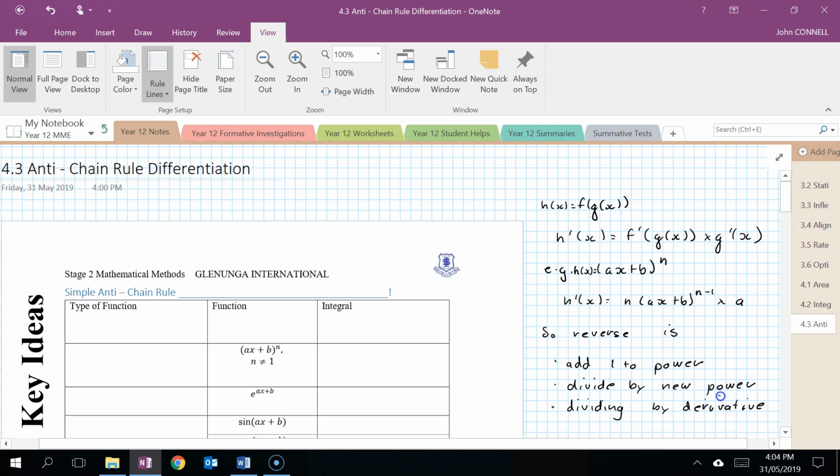So in this case, what this means is that provided that there's a linear argument, which just means a linear function, so a polynomial where the highest power is 1, as our inside function, we can integrate. But we can't do anything more than that. So we call this simple anti-chain rule, so linear argument only.